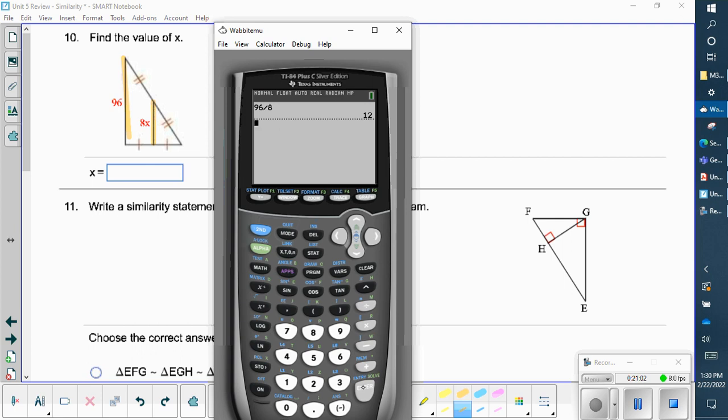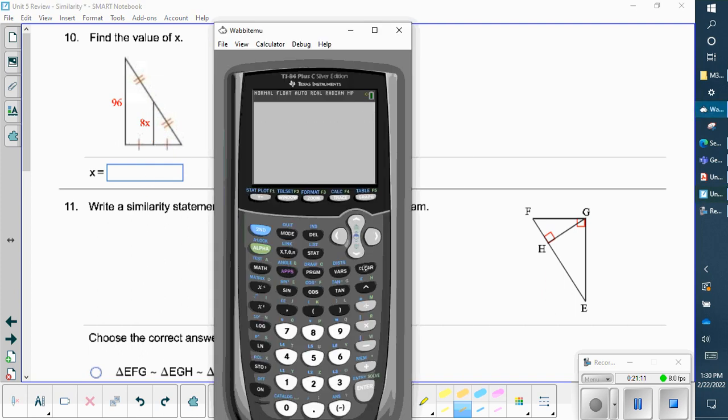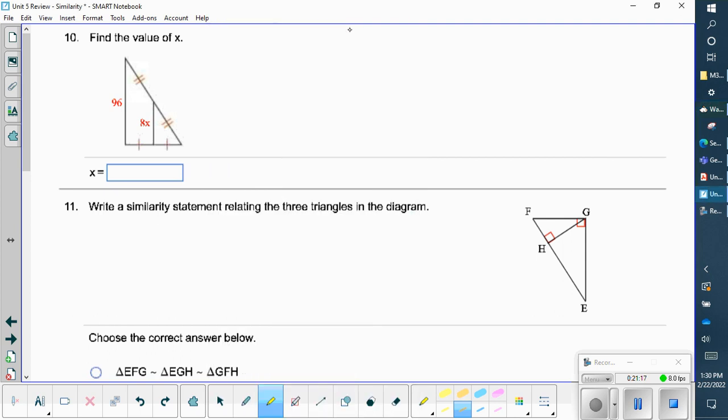That would be the case if this were 96, but it's not 96. It's half of that. And what is half of 96? It is 48. So that means this distance from here to here is 48, which means x has to equal 6. Because when does 8x equal 48?